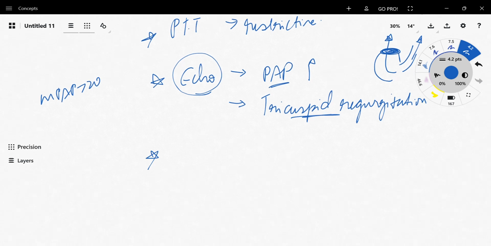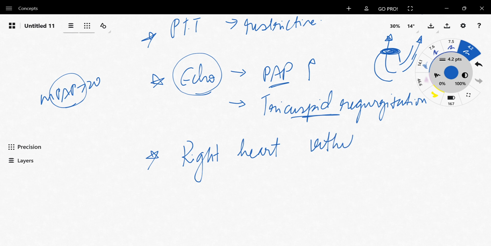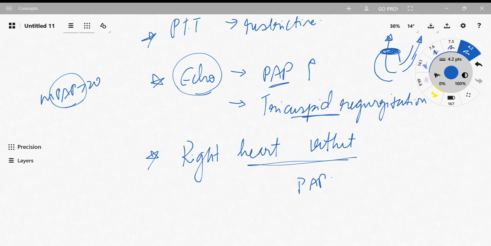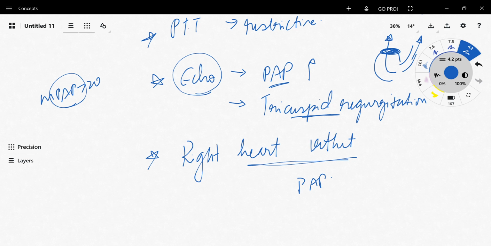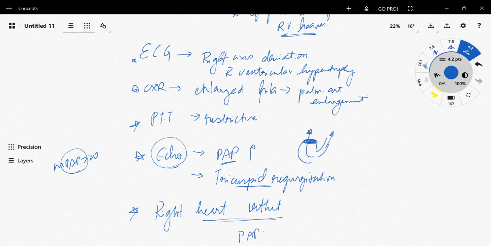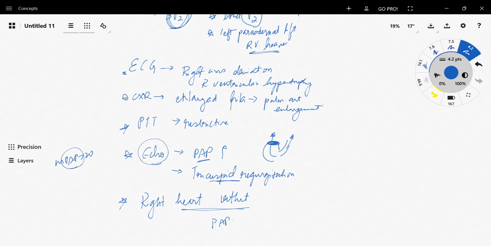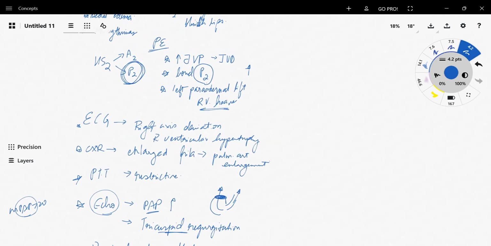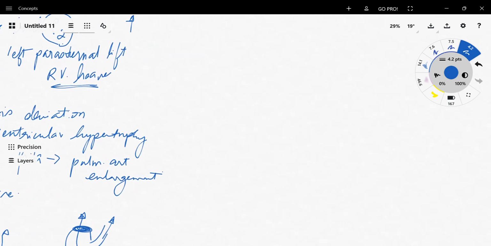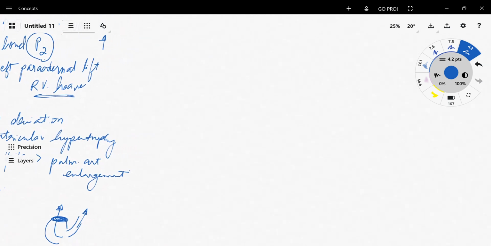And now the invasive way to get the pulmonary artery pressure would be right heart catheterization, and that will give you a direct measure of pulmonary artery pressure. Okay, now so basically that is the overall how you diagnose both clinically and with investigations the pulmonary hypertension. Now let's talk about management.